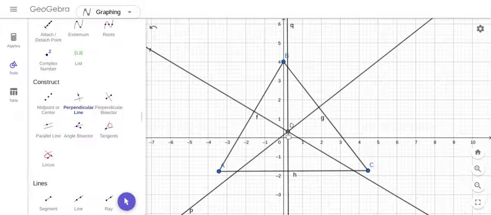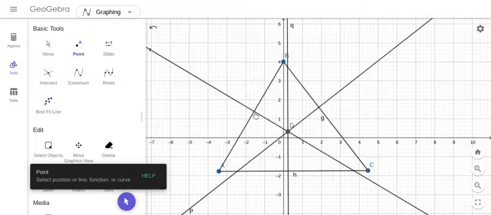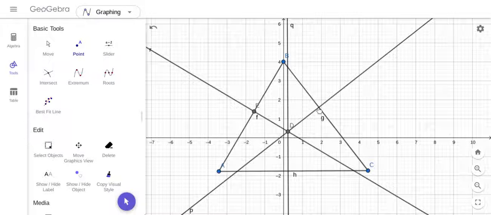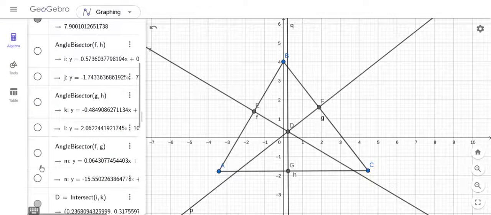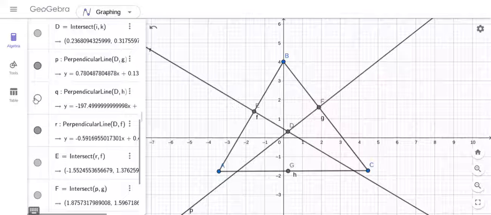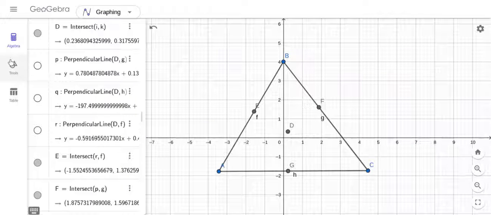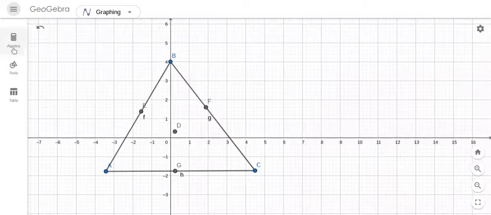And these 3 points that I got on the sides, I just want to define them. Let me define these 3 points. One here, and one here. I just did it so that I can find these E, F, and G points. Let me quickly hide those perpendicular lines. There you go.